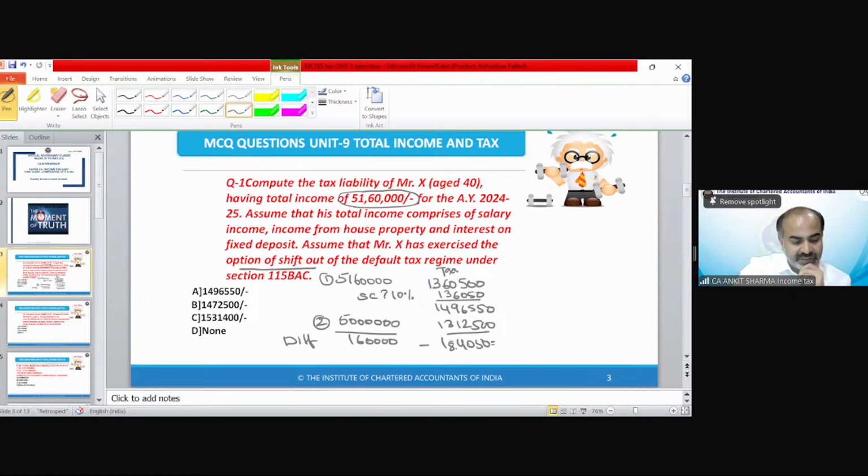So that difference, which is 24050, would be my marginal relief. And this needs to be deducted from this value. So if we deduct 24,050 rupees from 14,96,550, the remaining would be my tax liability, and it would be 153,1400. After deducting, we have to apply cess of 4%. After cess, the answer would be option number C. Well done, everyone. You got the right answer.